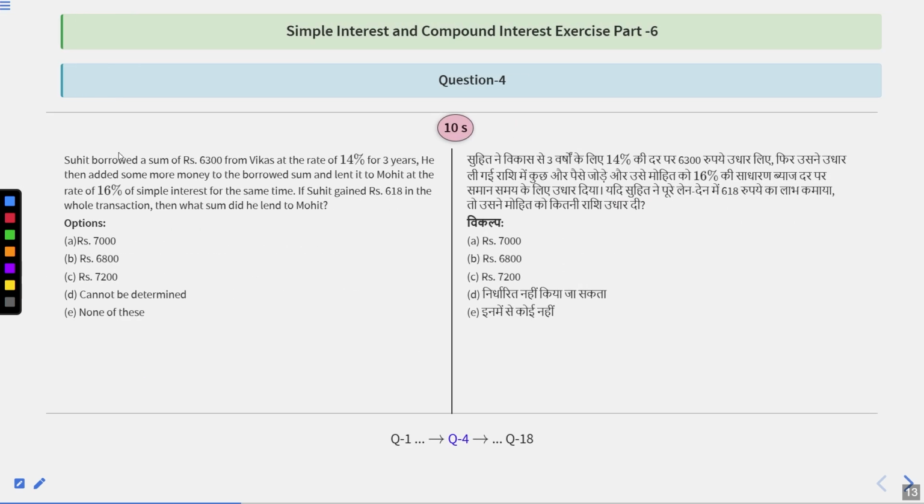Next one. Suhit borrowed a sum of rupees 6300 from Vikas at the rate of 14% per annum for 3 years. He then added some more money to the borrowed sum and lent it to Mohit at the rate of 16% simple interest for the same time. If Suhit gained rupees 618 in the whole transaction, then what is the sum he lent to Mohit? You have 5 options and 10 seconds to analyze the question. Your time starts now.